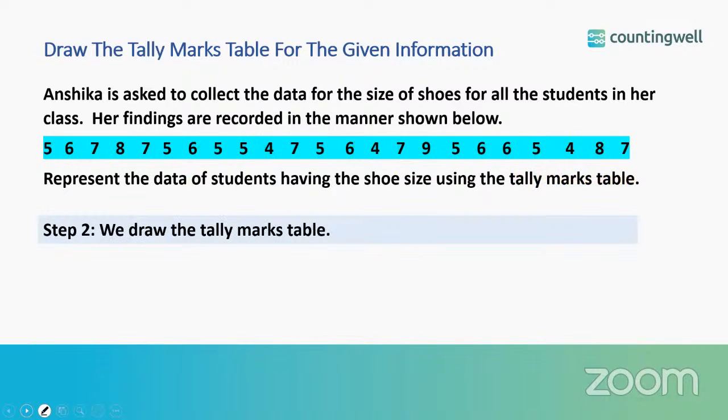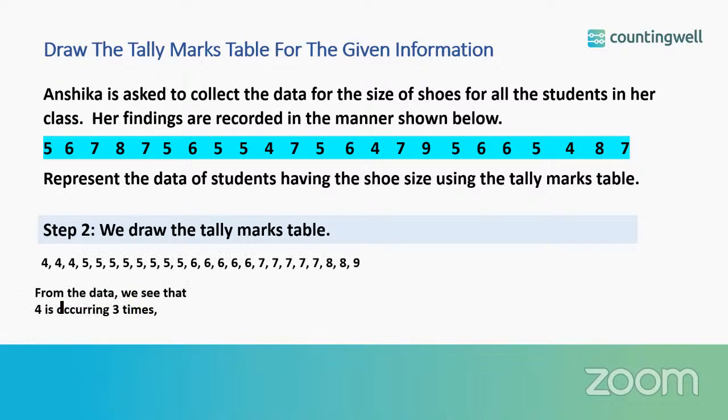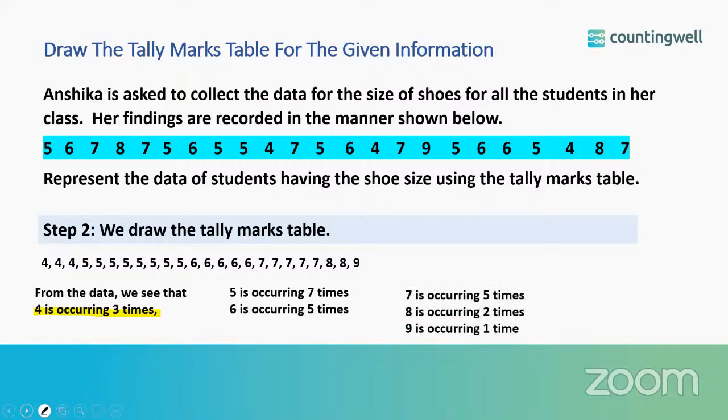Next, we have to draw the tally marks table. This is the final step. So from the data, we can see how many times 4 occurs. It occurs 3 times. 5 is occurring 7 times. 6 is occurring 5 times. 7 is occurring 5 times. 8 is occurring 2 times. And 9 is occurring 1 time.